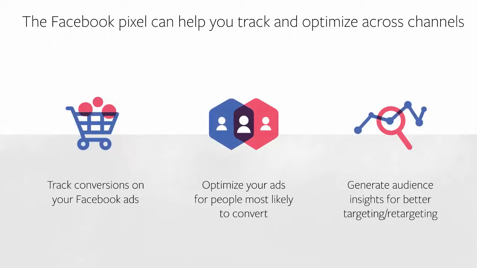So let's dive a bit deeper into what specifically the Pixel can help you with. With the Facebook Pixel, you can measure cross-device conversions. See how your customers are moving between devices before they convert. Optimize delivery to people likely to take action. Ensure that your ads are being seen by the people who are most likely to take the action you want them to take, in this case, making a purchase.